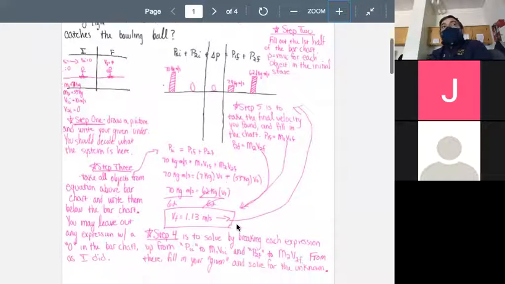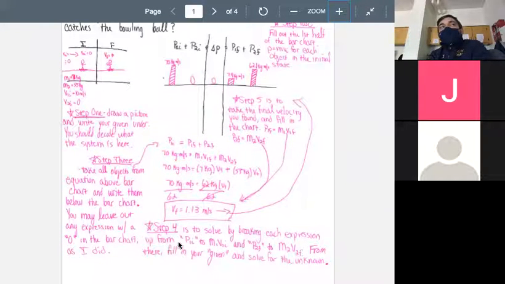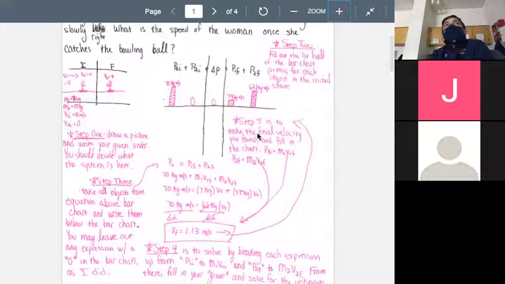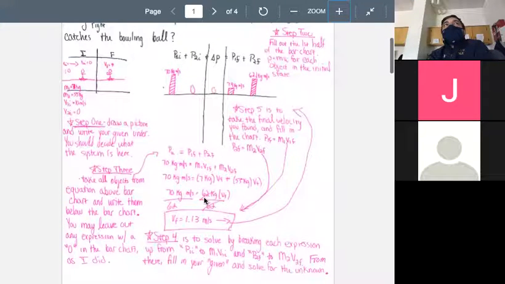Step 4, solve by breaking each expression up from P1I to M1V1I and P2F to M2V2F. Break your momentums into masses and velocities. From there, fill in your givens and solve for the unknown. And then step 5 is to take the final velocity and fill in the chart. So there you go. That's kind of how you do those problems in a nutshell.